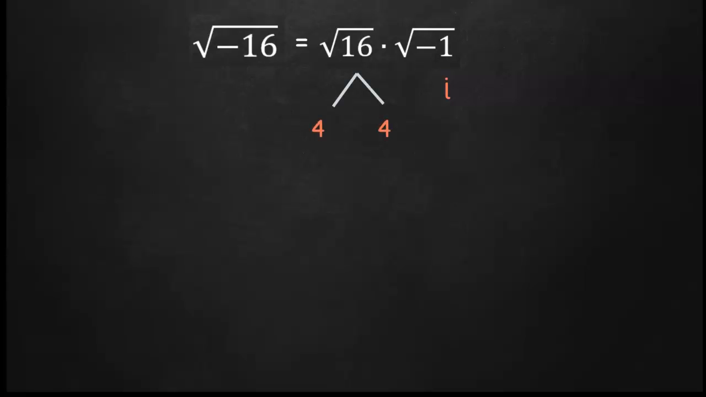Now, the 4 and the 4 you can break down into 2 and 2, but 4, you already have a pair there. So let's take the pair, the 4, and the i, and because everything is outside of our radical, everything has a pair, we're going to write it as 4i.